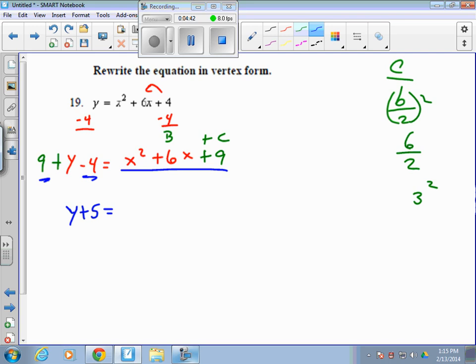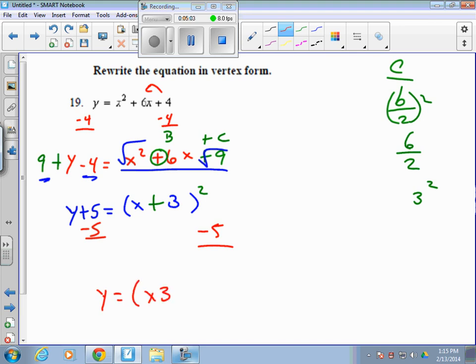you take this perfect trinomial and make it into a binomial squared. So the square root of this is x. The square root of this is 3. The sign before the b tells you what to put in the middle. So x plus 3 squared. Almost vertex form. The only thing you have to do to create vertex form, subtract 5 on both sides. y equals x plus 3 squared minus 5, vertex form.